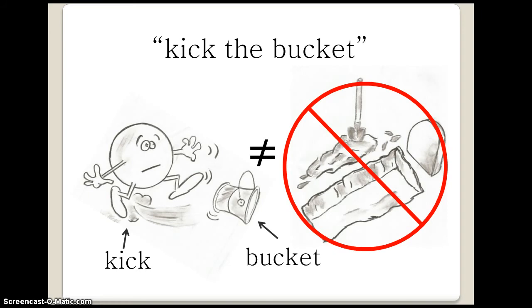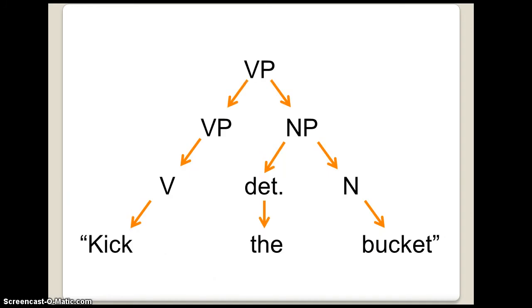Non-compositionality is when the meaning of the phrase cannot be taken from the smaller parts, or, in other words, it cannot be taken from the morphemes. The idiom, to kick the bucket, meaning to die, is not able to be directly derived from its components. This is non-compositionality. The structure of kick the bucket is shown here. The VP and the NP are constituents.